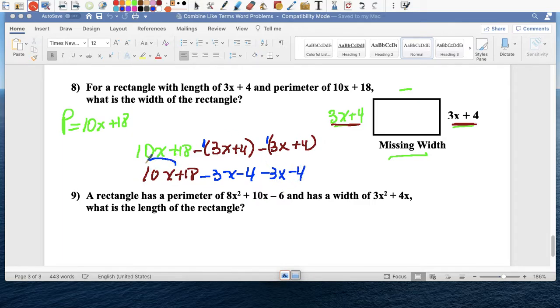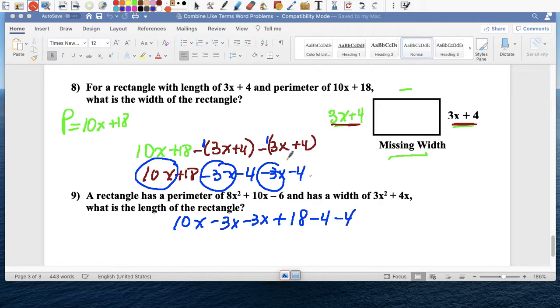Combine like terms. This guy is this guy and this guy. So 10x minus 3x minus 3x, and the leftovers are plus 18 minus 4 minus 4. Okay, so 10 minus 3 minus 3 is 4x. 18 minus 4 minus 4 is 10. So 4x plus 10 is what's left over.